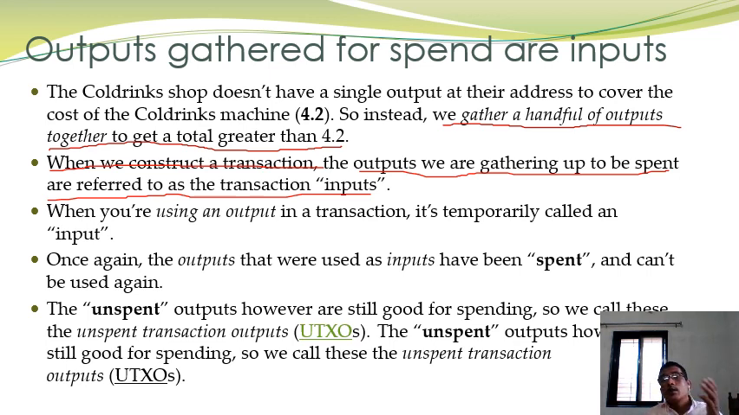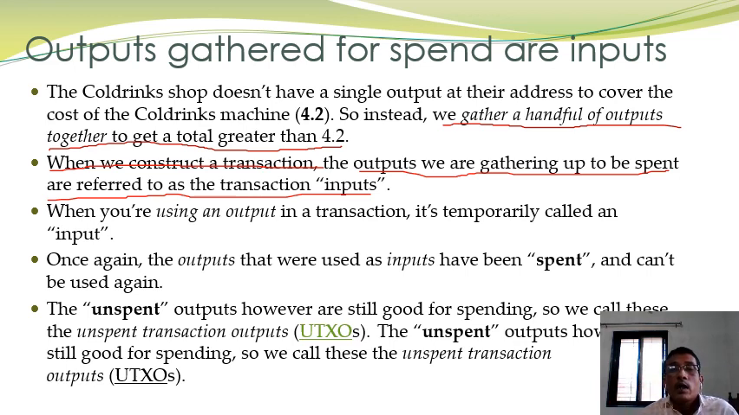Output from the previous transaction will become the input for the next transaction, and these outputs are unspent. Whatever outputs are received from the previous transaction are unspent, and these outputs can be spent by the input in the current transaction. The transaction input will take the value from the output of the previous transaction, spend this output, and generate another output for the next transaction. So this is the concept of inputs and outputs.